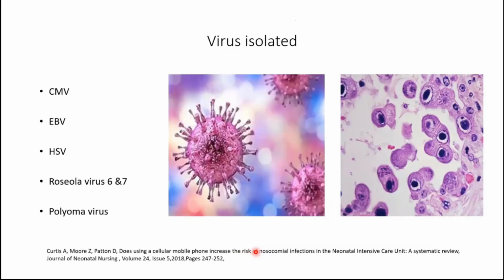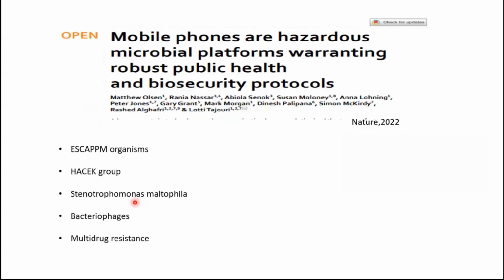So coming to viruses that are isolated, again smartphone cultures harbor a large amount of both pathogenic and non-pathogenic viruses, including CMV, Epstein-Barr virus, HSV, Roseola virus 6 and 7, and polyoma viruses. This was a recent article that was published in Nature 2022. That was mobile phones are hazardous microbial platform warranting robust public health and biosecurity protocols.